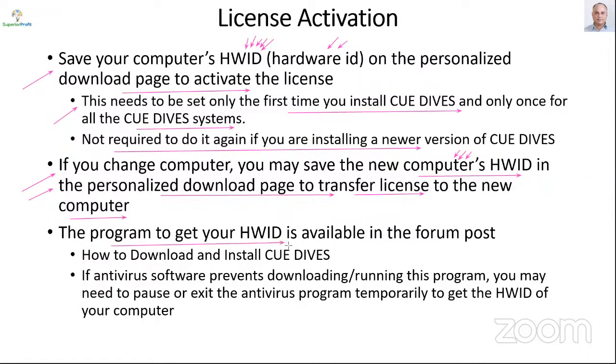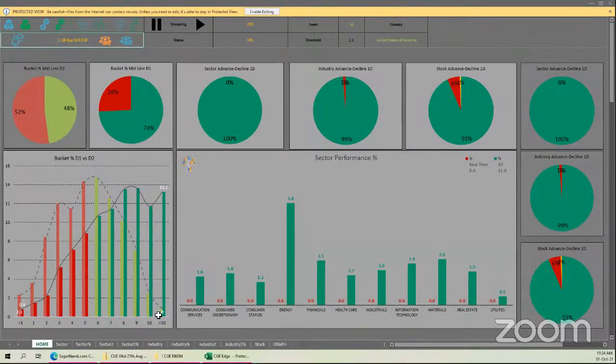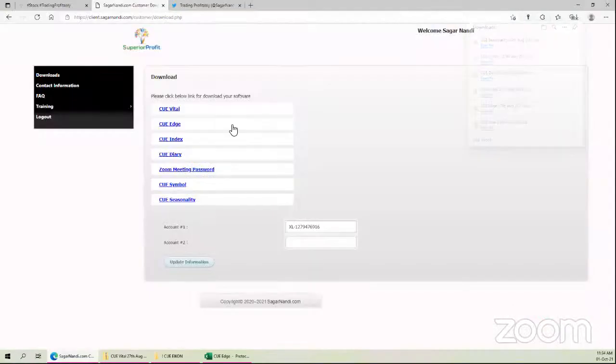The program to get your hardware ID is available in the forum post, how to download and install QDives. If an antivirus program prevents downloading or running this program, you may need to pause or exit the antivirus program temporarily to get the hardware ID. Same as was in case of QGlobal. Let's do that. Let's get the hardware ID for this computer and save it on the license control page.